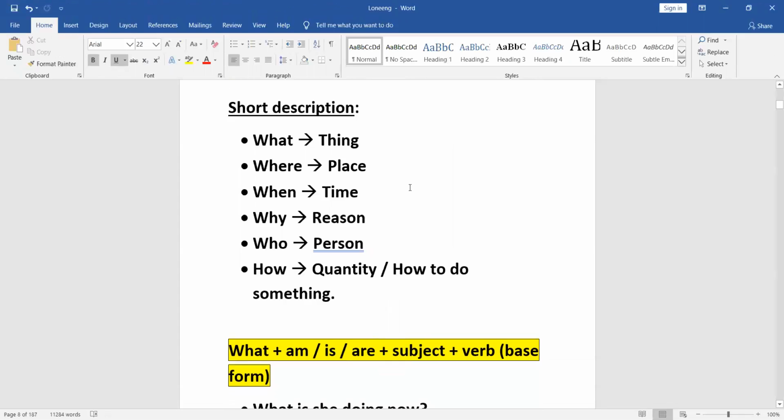Before we plunge into the topic, let's take a look at the short description that we learned yesterday. So what is the word that you use to refer to things? If you want to talk about things, then you will say what. If you want to talk about a place, you will say where. If you want to talk about the time, you will say when. If you want to talk about the reason, you would say why. If you want to talk about a person, you would say who. If you want to talk about the quantity or how to do something, then you would say how. So all these are the question words, and these are the reasons as to what word you would use according to the reason.